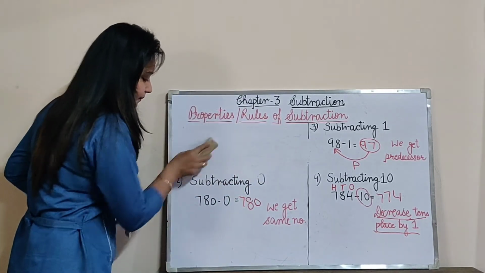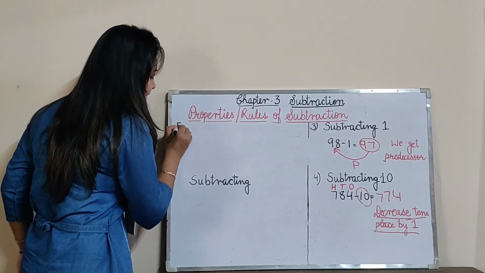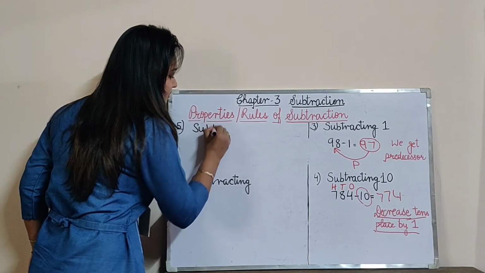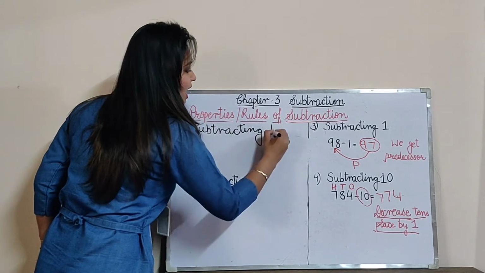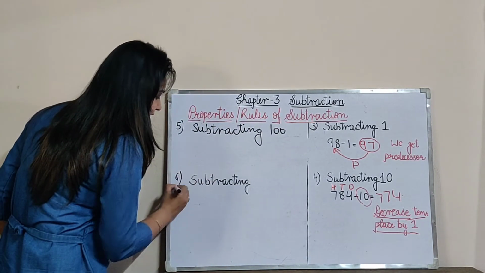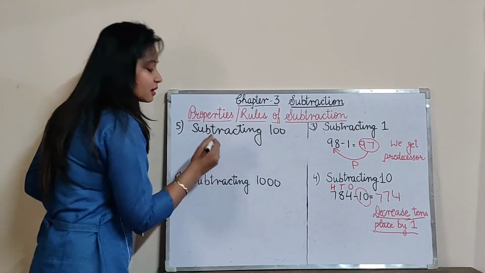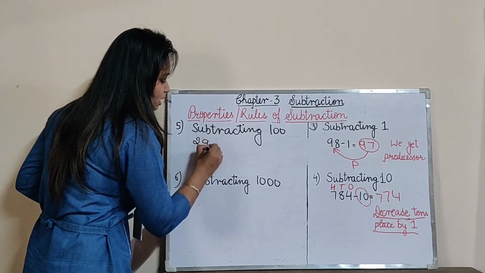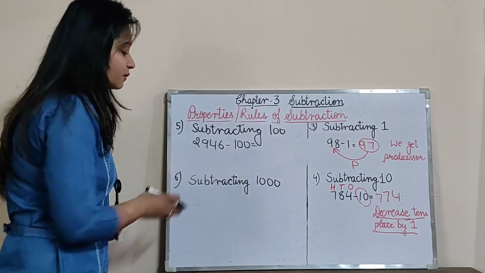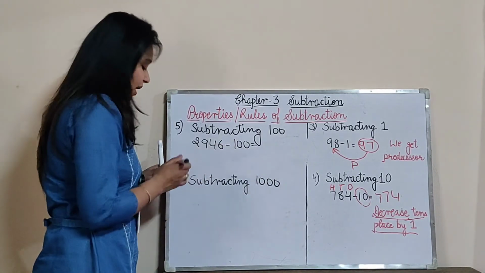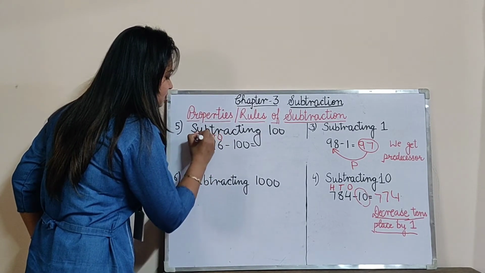Fifth property is subtracting 100, and sixth property is subtracting thousands. Okay, so let's do it. Subtracting 100 means what? There can be any number, 2, 9, 4, 6, minus 100. So how do we find the answer? Will you minus and then show? No, not required. Simple thing would be to write the places here, ones, tens, hundreds, thousands.